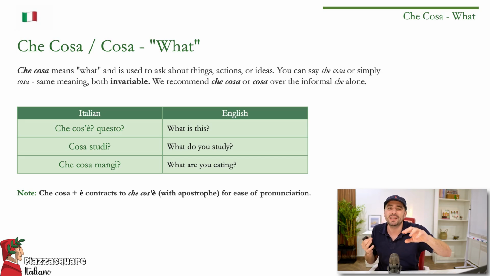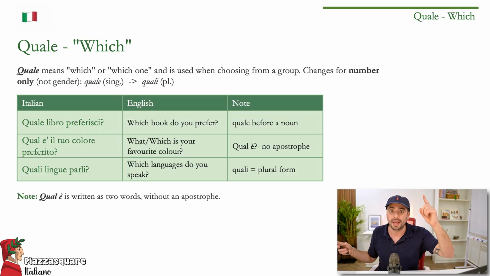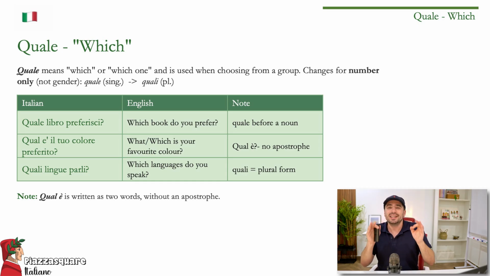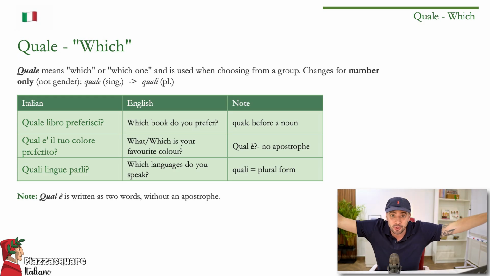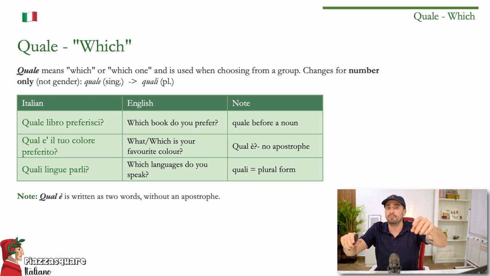It's safer as a beginner to stick with che cosa or cosa if you want to say what. Let's go now to quale, which. This is used when you are choosing or specifying something out of a group or list. For example, if you want someone to pick or identify one item or person among several options, you use quale.